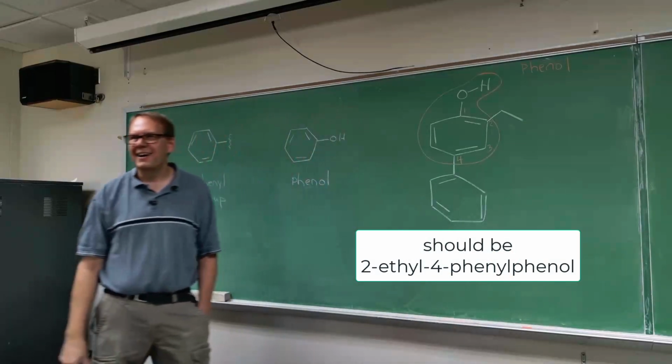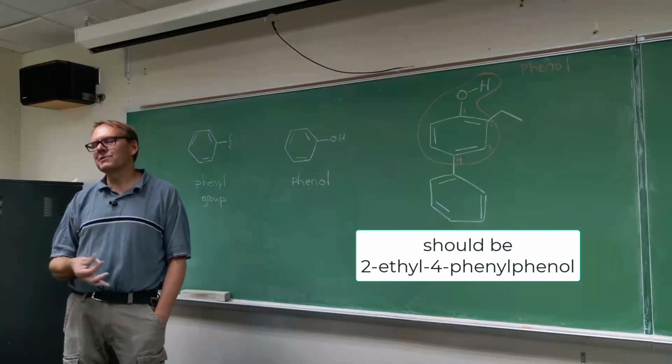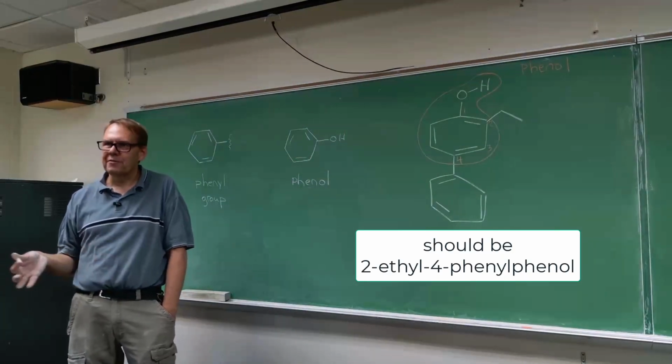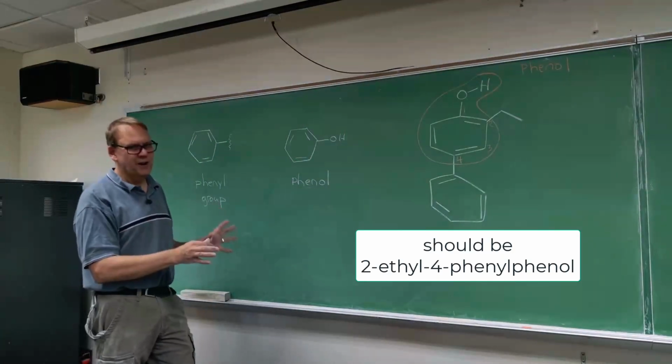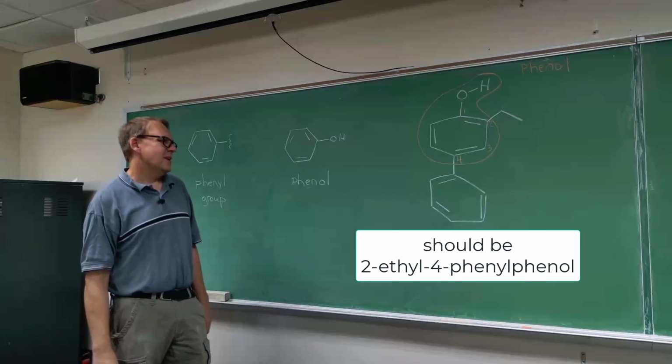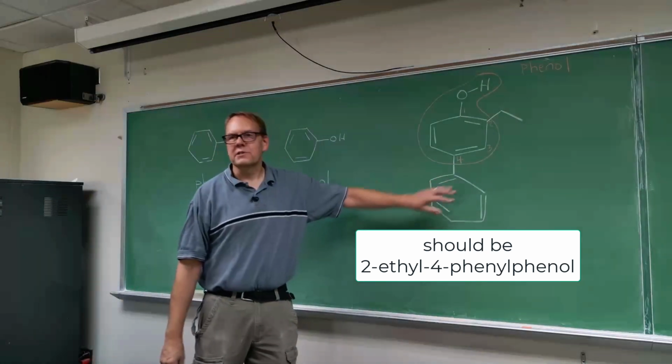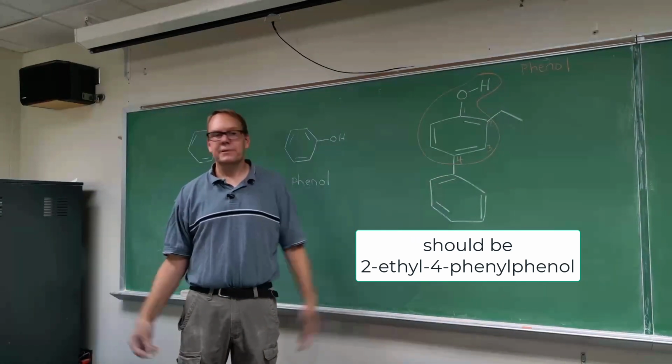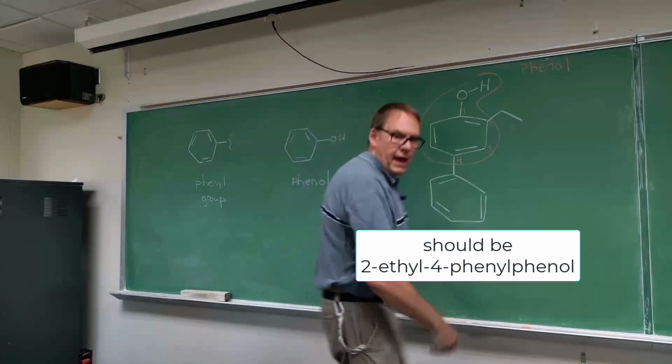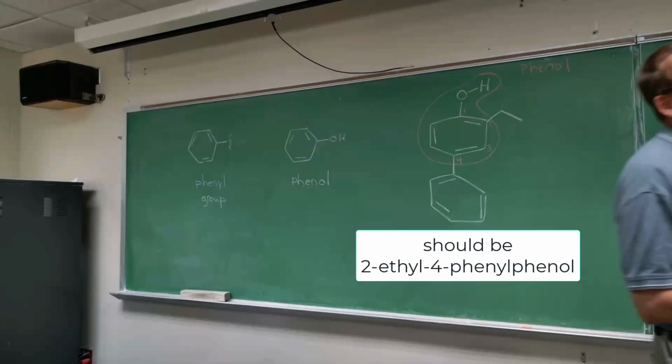I picked this one on purpose because it's kind of the most confusing example I can think of. So if you can understand this, you're doing fine. So anyway, just get used to seeing a benzene ring as a substituent, because sometimes that happens. And that is all I have to say about nomenclature, unless you have any questions.